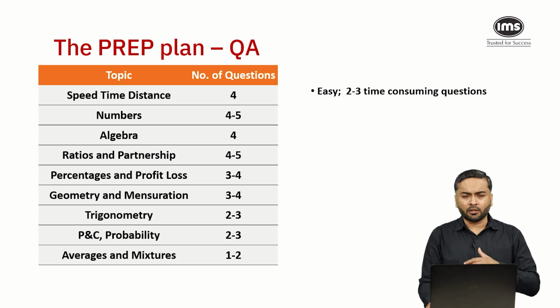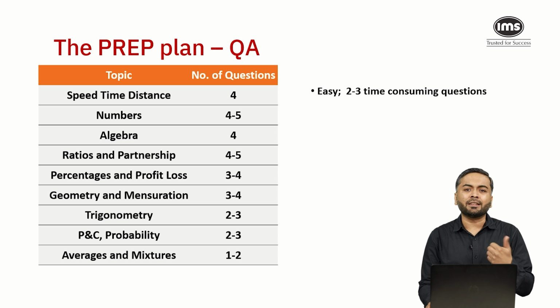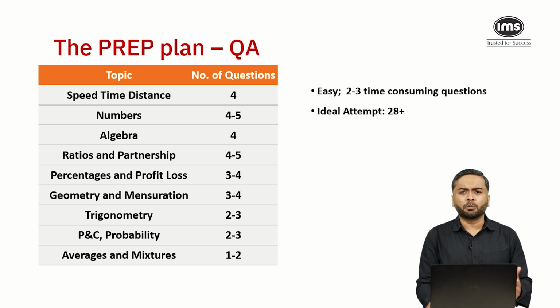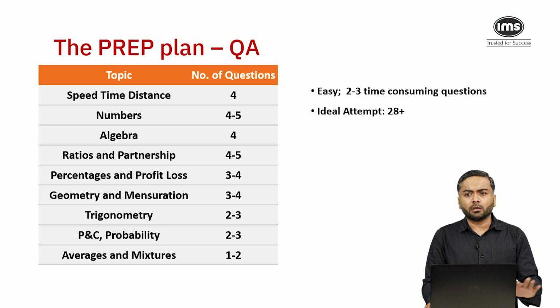The section was very easy as compared to other entrance tests, except for 2 or 3 questions which were not difficult. They were time consuming, they were lengthy. That's it. It was not difficult to crack. Many questions were based on direct formula, direct application, and hence out of 33 questions in quant, an ideal attempt should be 28 plus should be your target. You should be attempting at least 28.